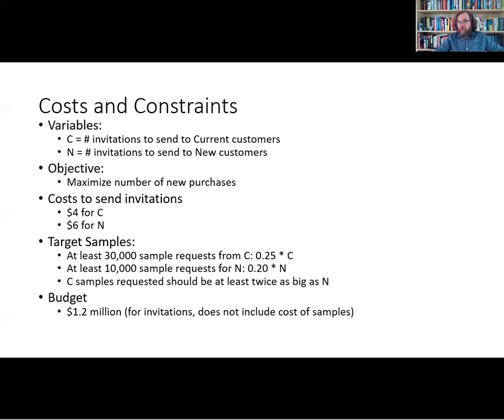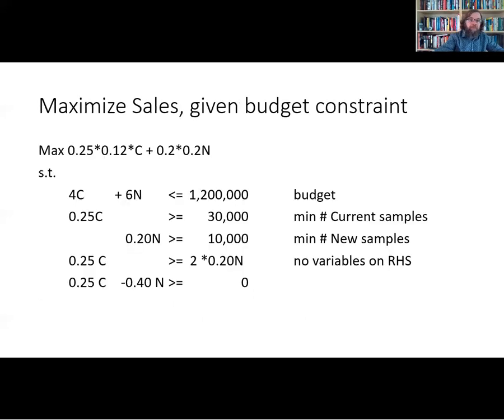So that'll be the third constraint we need to add in here. So again, our goal is to maximize sales given this budget constraint, and then these mix constraints, I'll call them. So we know that for current customers, 25% of them will request a sample and 12% of those people will actually make a purchase.